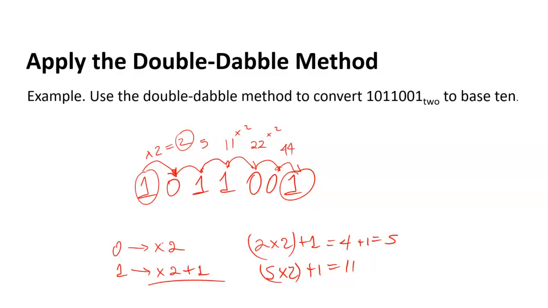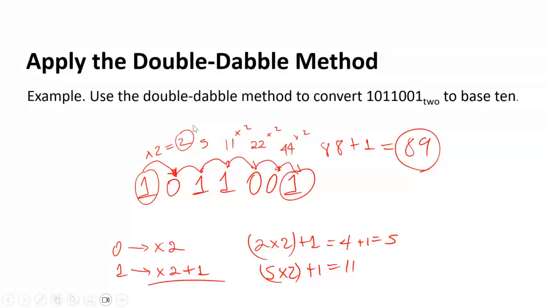And the last one on the right, my last digit, since it is a 1, I'm going to apply the procedure where you multiply by 2 and then you add a 1. So if you multiply 44 by 2, that's going to give you 88 plus the 1 is 89. And so this number in base 2 is equivalent to 89.